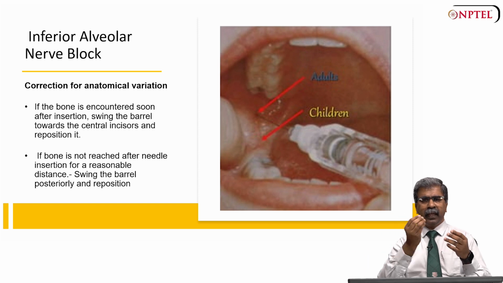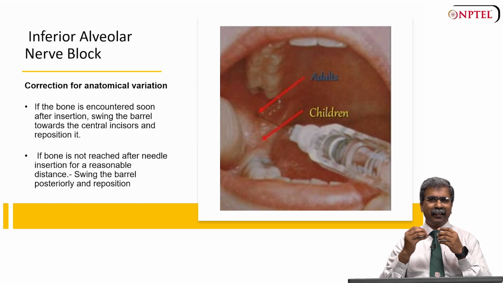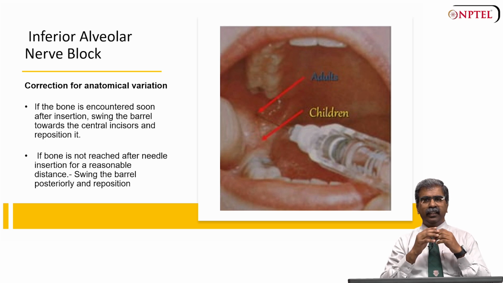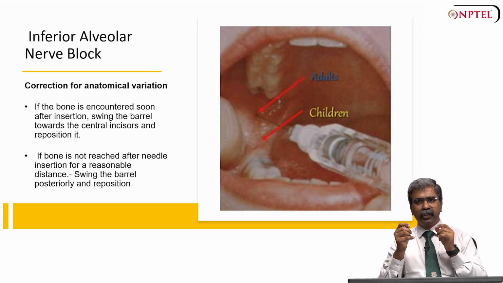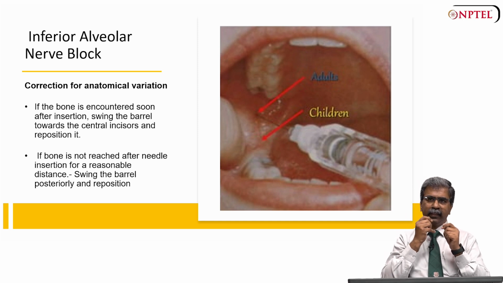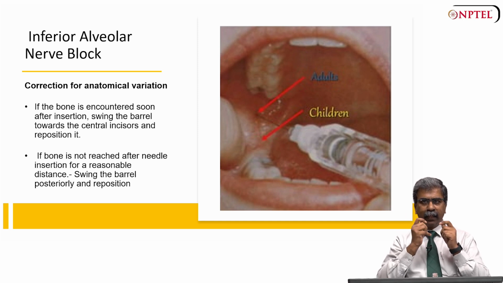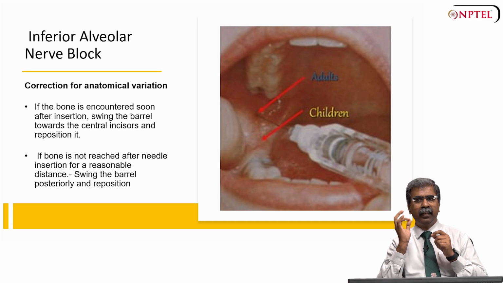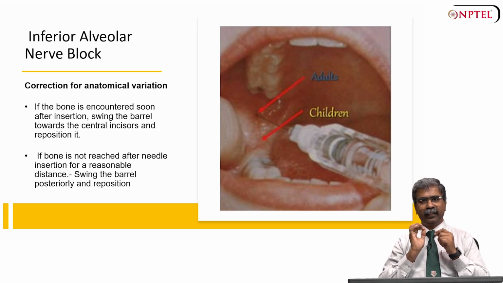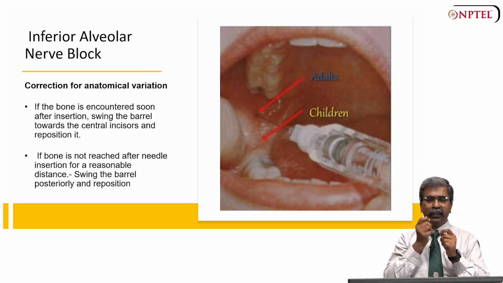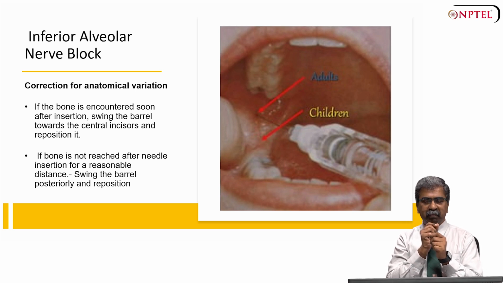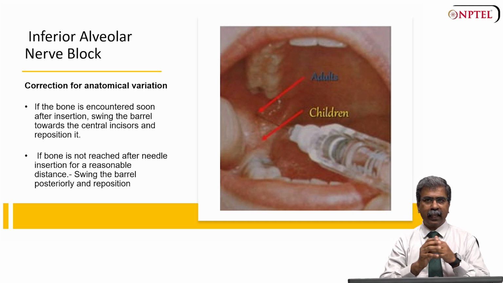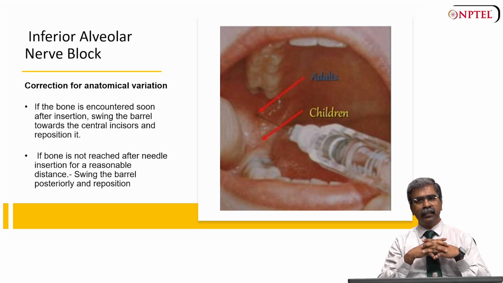And as I indicated before, what if the needle comes into contact with the bone immediately or shortly after the insertion? What you have to do is to swing the barrel of the needle towards the central incisor. Again, reposition the needle slightly to ensure that it is correctly aimed towards the pterygomandibular space. Hope I am clear. Reposition, shift to near the incisor. Again, readjust the position of the needle slightly to ensure that it is correctly aimed towards the pterygomandibular space.